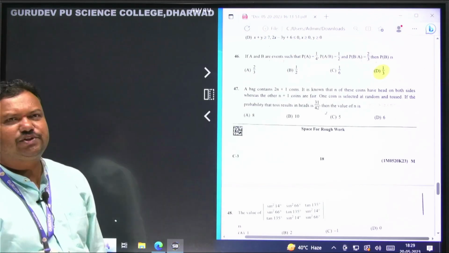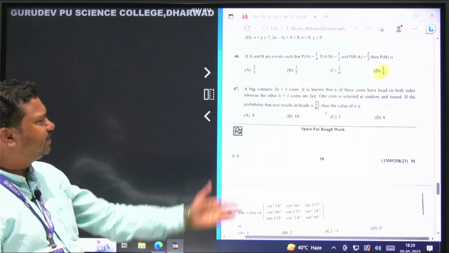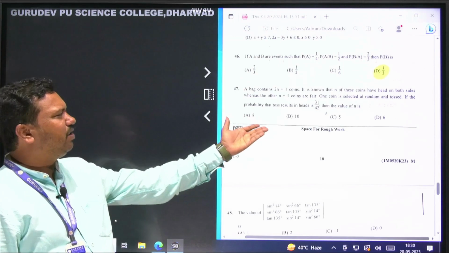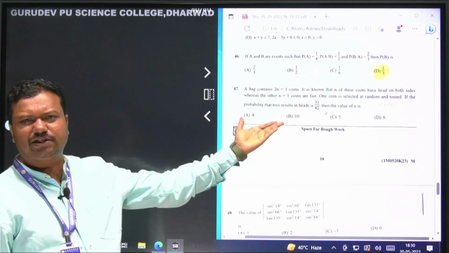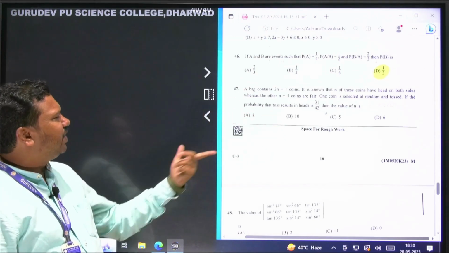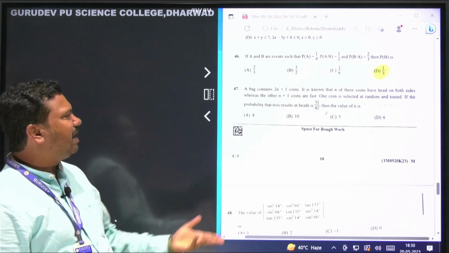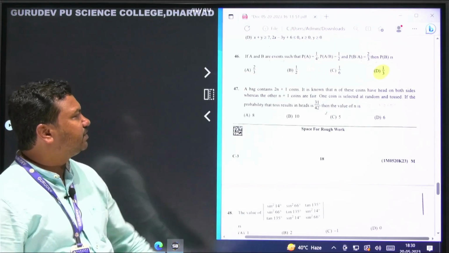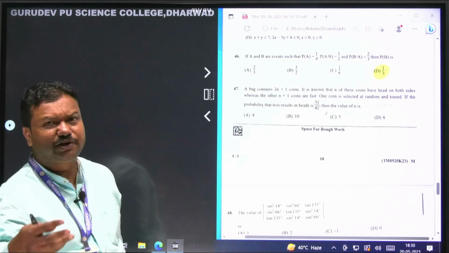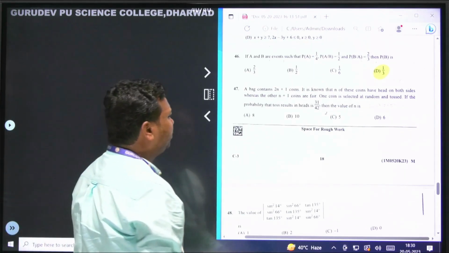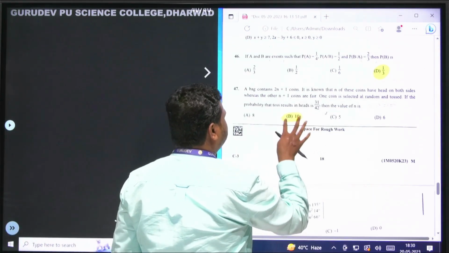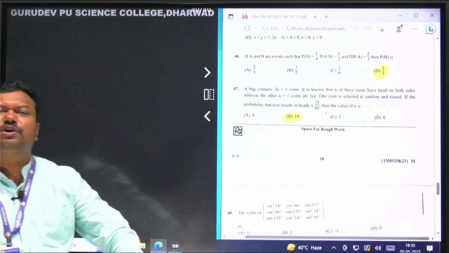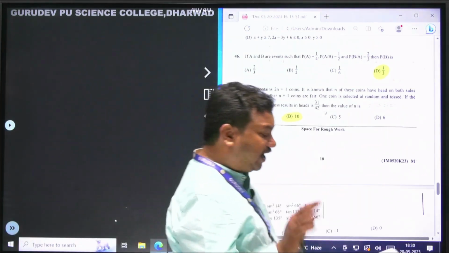A bag contains 2n plus 1 coins and it is known that n of these coins are head on both sides and the other n plus 1 are standard coins. If one coin is selected at random, what is the probability? And if you observe carefully, there is a different solution for that. As of now you can consider the right choice in this case is 10. The value of n is 10.